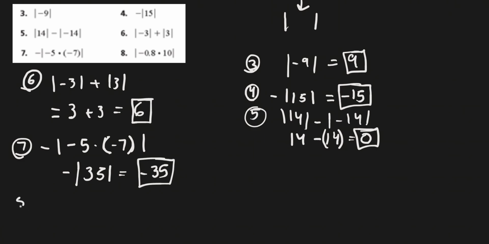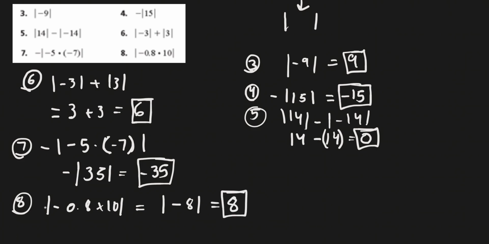Okay, let's do the last one. Let's do number 8 here. We have the absolute value of -0.8 times 10. What is -0.8 times 10? Well, that's going to be -8. The absolute value is just +8, right? Because -0.8 times 10 is going to be moving this decimal point over. It's going to be -8, which is absolute value 8.